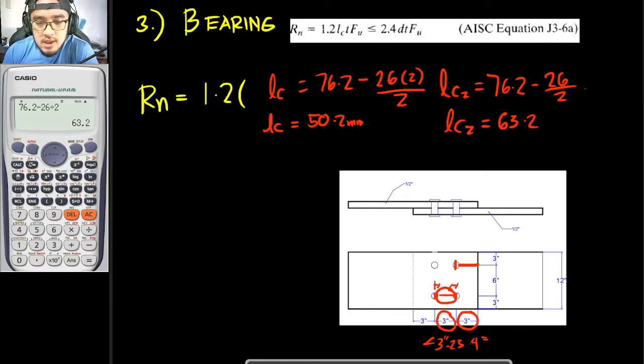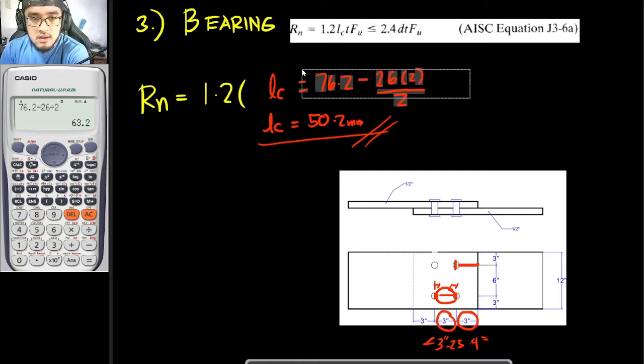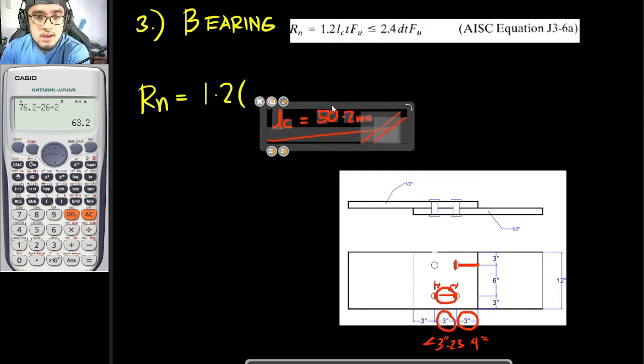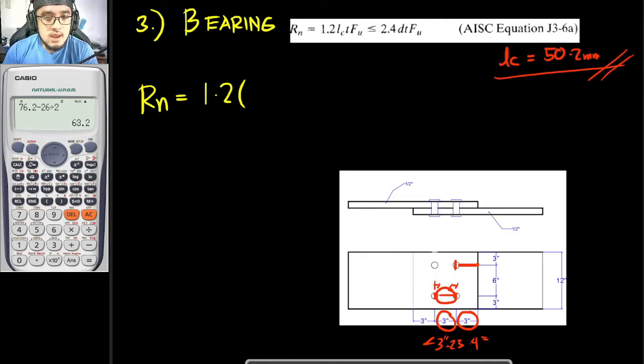And as you can see in both of these values right here, this value right here is much less than that of this value right here. So meaning, ito yung ating mag-govern na factor. So deleting this. So this is to be our Lc. So our Lc is to be this, 50.2 mm. So ayan yung Lc natin.